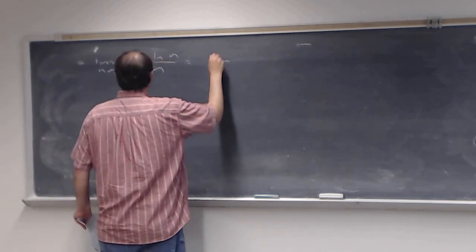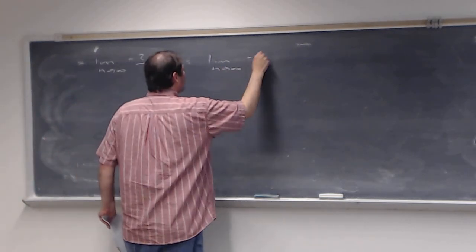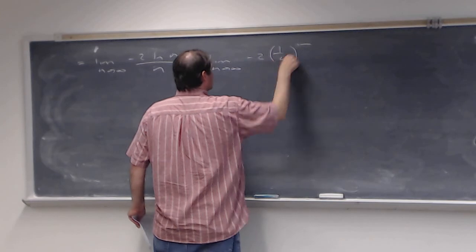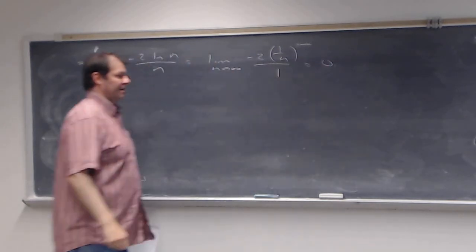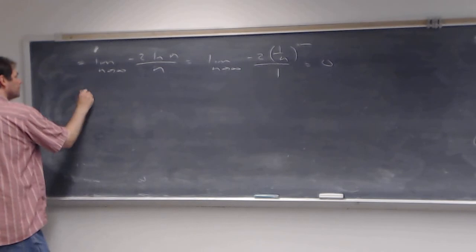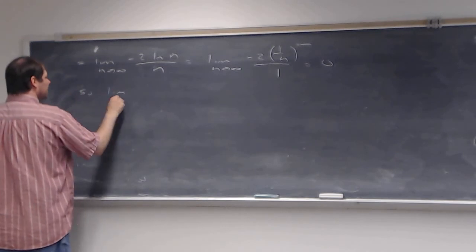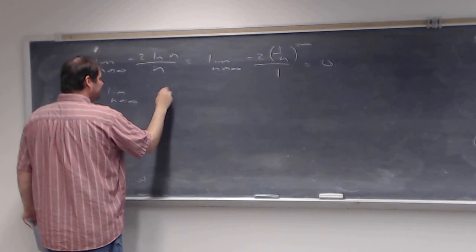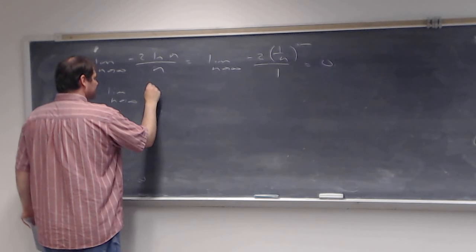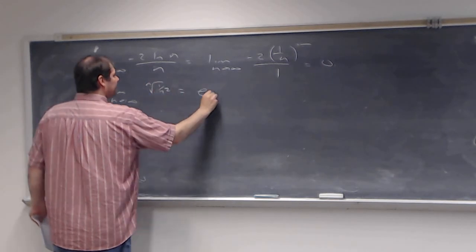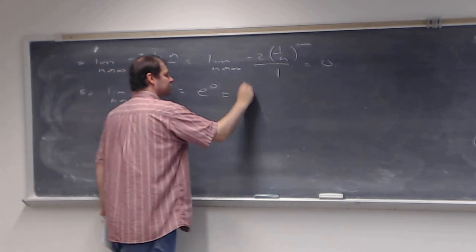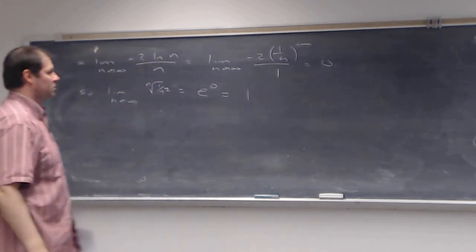Now, this bottom is going towards infinity, so we can apply L'Hopital's rule. So that's equal to the limit as n goes to infinity of minus 2 times 1 over n times 1, and that goes to 0. Okay, so the limit as n goes to infinity of just, we did ln of this nth root. So just the nth root of 1 over n squared, that's going to be equal to e to the 0, which equals 1. Okay?